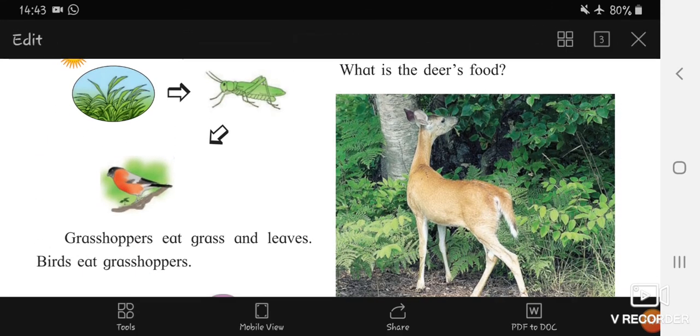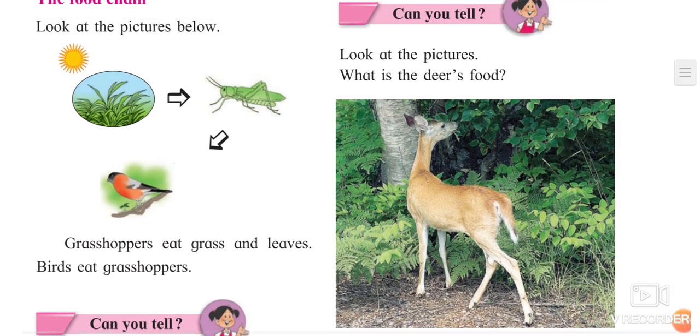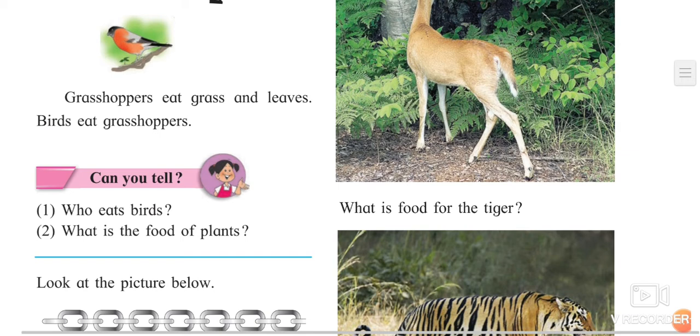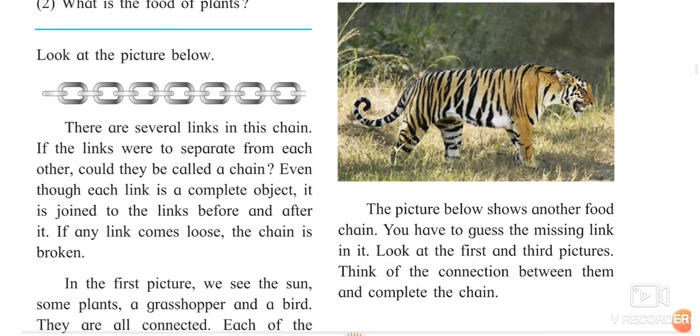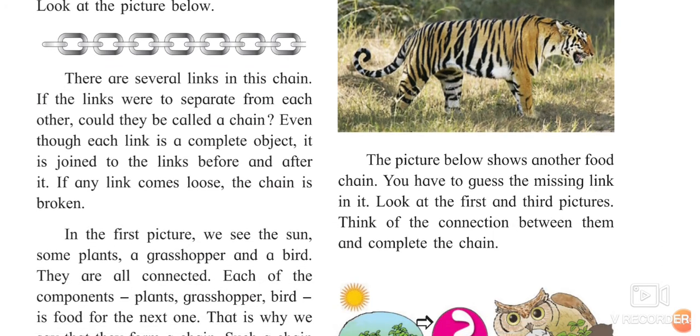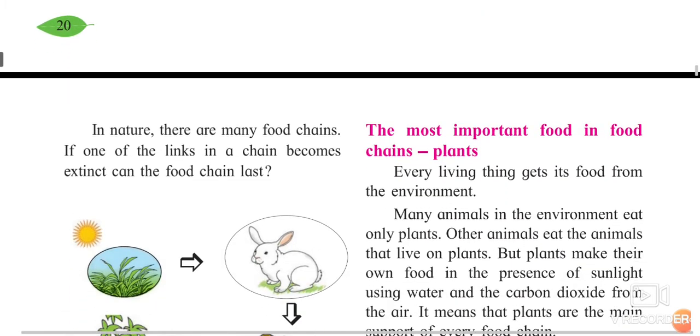Okay, now you can see over here the deer is present. Who is actually eating this deer? Yes, you can see this one, the tiger, which is present down. So what is the food of the tiger? Yes, it is deer. So everyone is dependent over here for their food, and that particular chain is said to be the food chain.